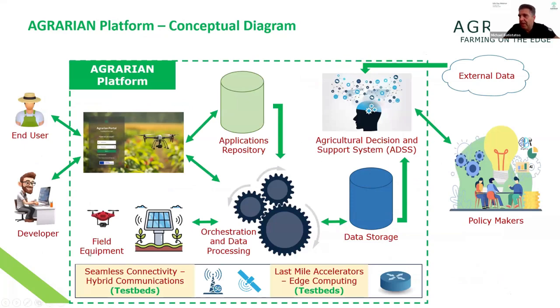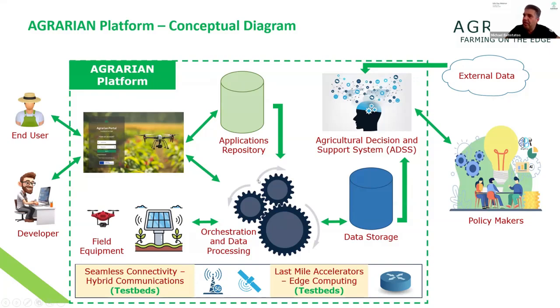So I will talk about the generic concept of the project that will help you to make your proposals. The project targets 3 different entities: the end user, the farmer; the developer that develops agricultural applications; and the policymakers. So we develop a platform that can integrate these 3 entities towards a sustainable agriculture.